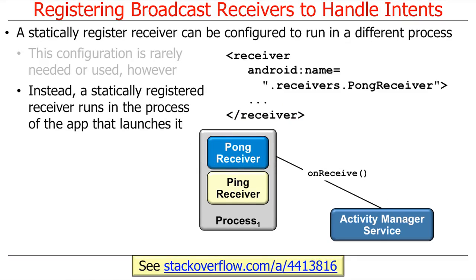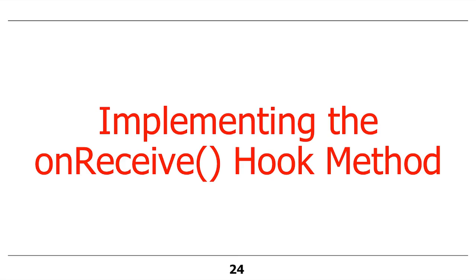Instead, a statically registered receiver is typically used to run in the process of the app that launches it. So by taking out that process element here, we can then have Pong receiver run in the same process where the ping receiver is running without having to change any of the source code. Let's now talk about how to implement the onReceive hook method.